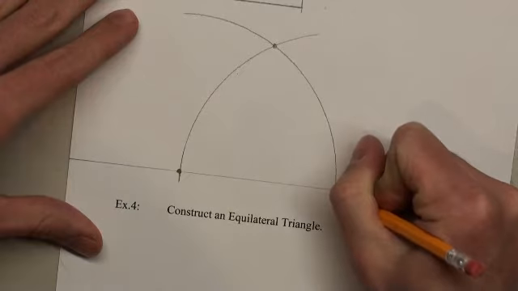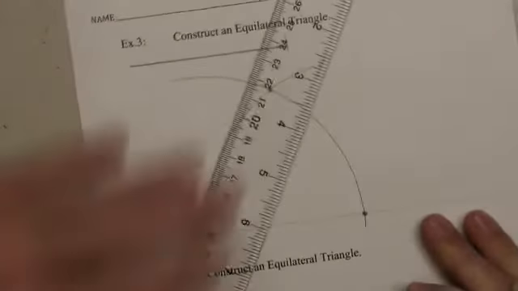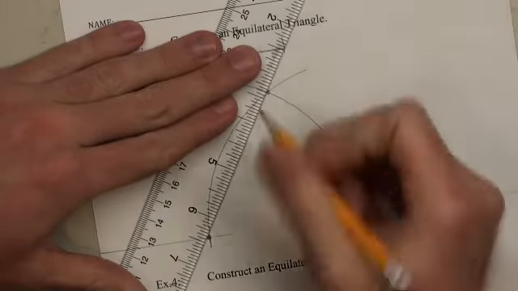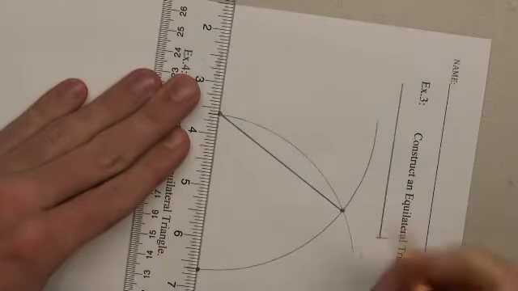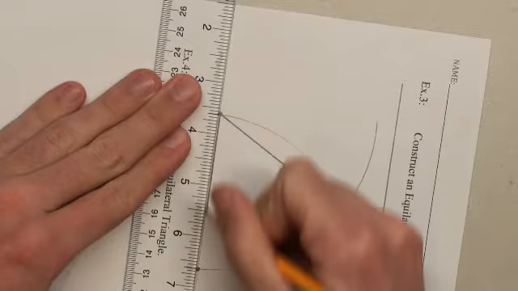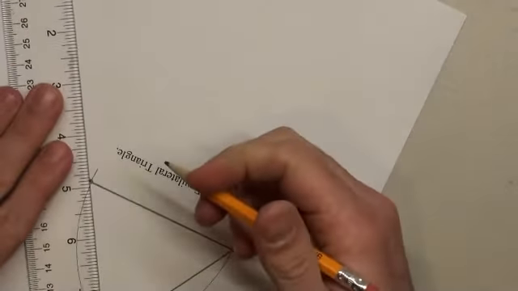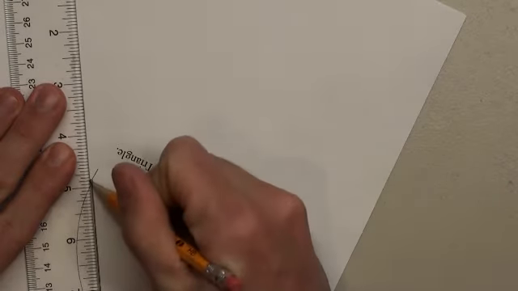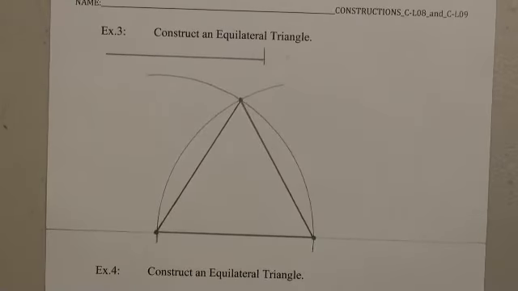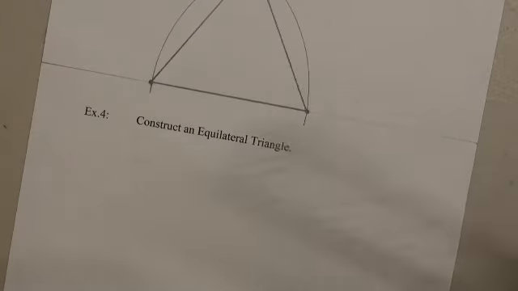Dot, dot, dot. So here is my equilateral triangle. There it is. Okay? So it's the same method, but you draw your own line. So I'll show you one more.